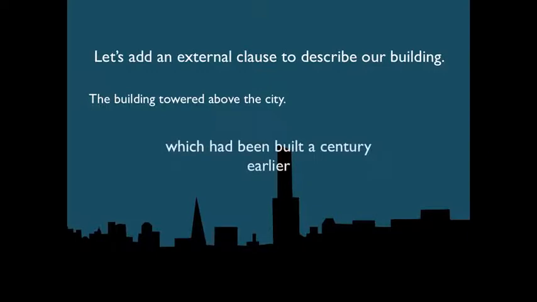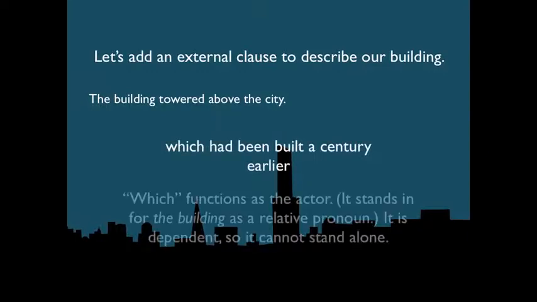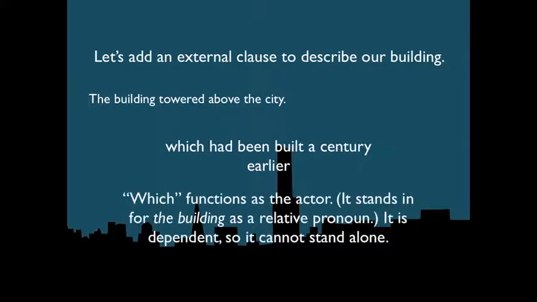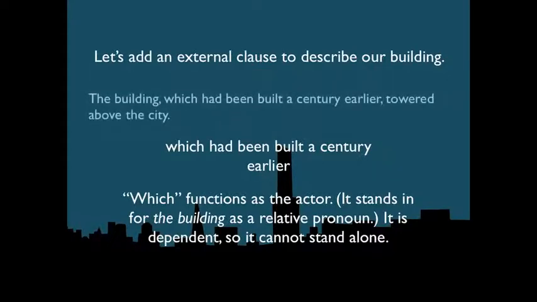The clause will be which had been built a century earlier. Now don't forget, which is functioning as the actor of this dependent clause. It kind of stands in for the building. It's a relative pronoun. It is dependent, of course, so it can't stand alone, but we can plug it in the middle of our foundational clause. The new sentence would read, the building, which had been built a century earlier, towered above the city. Don't forget to set it off with those commas.